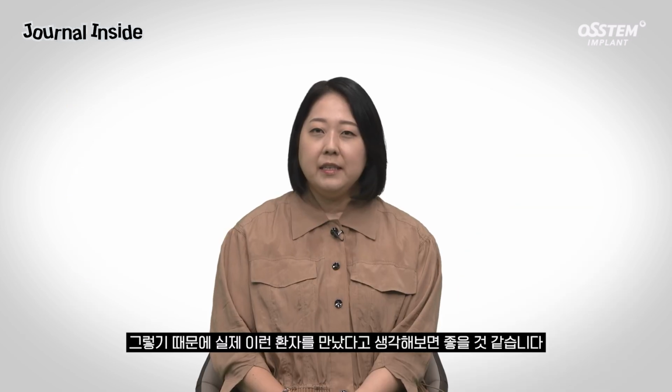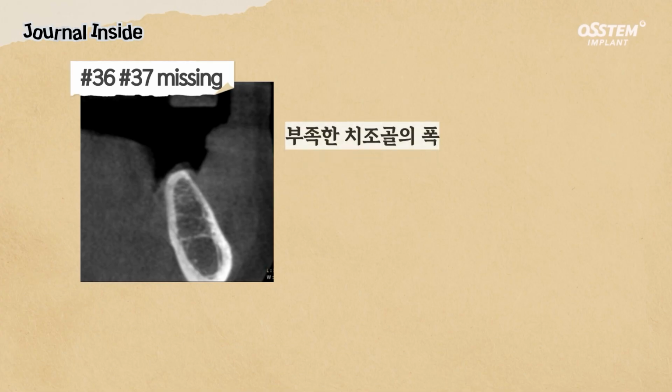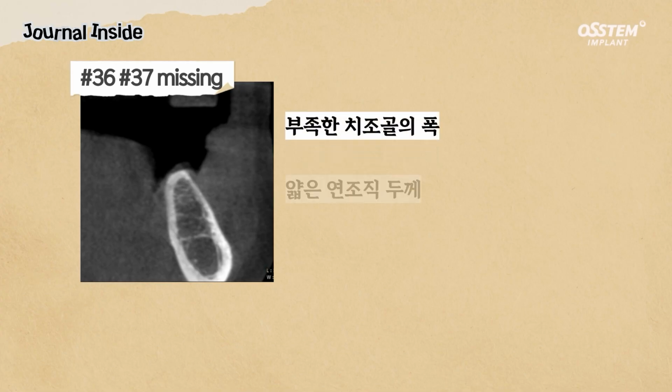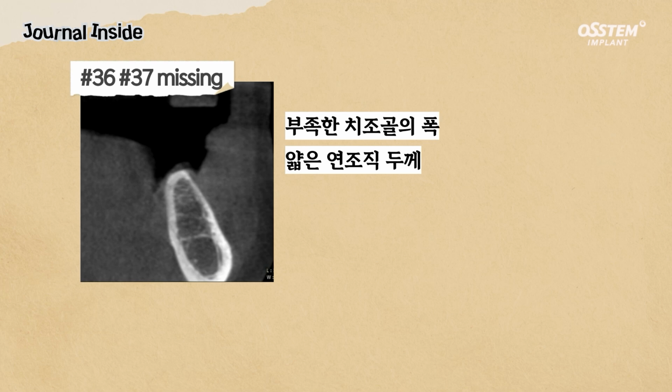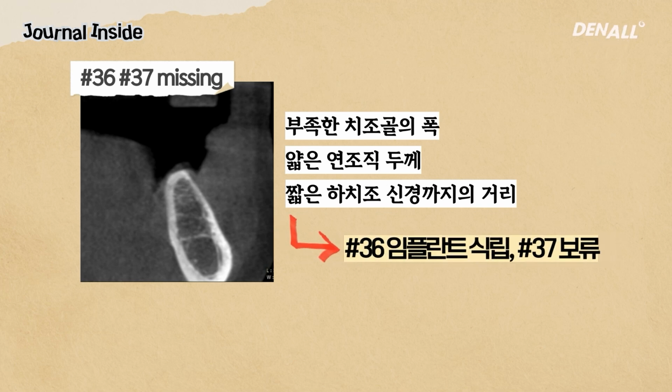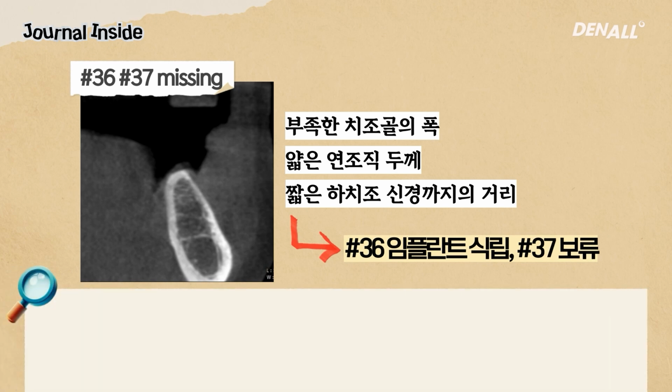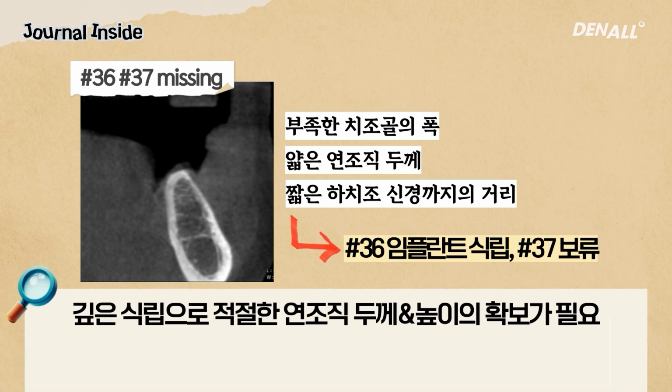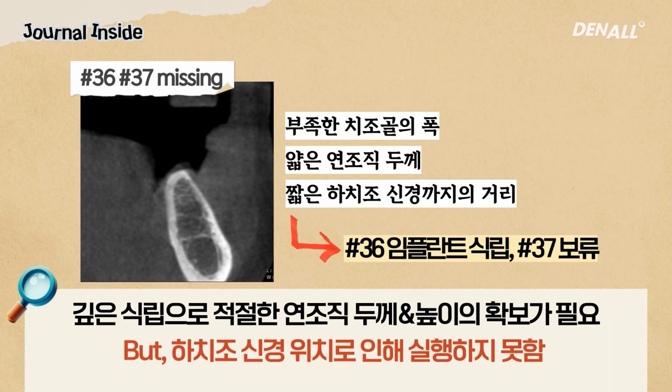Let's say we will have to deal with a patient with these conditions. The alveolar bone is not wide enough, and the soft tissue is very thin as seen on the CT. The distance to the inferior alveolar nerve is not enough either, so we decided to skip implant placement for number 37. In a case like this, the implant should be placed as deep as possible to ensure adequate soft tissue thickness and height, but due to the proximity to the nerve, that wasn't possible.